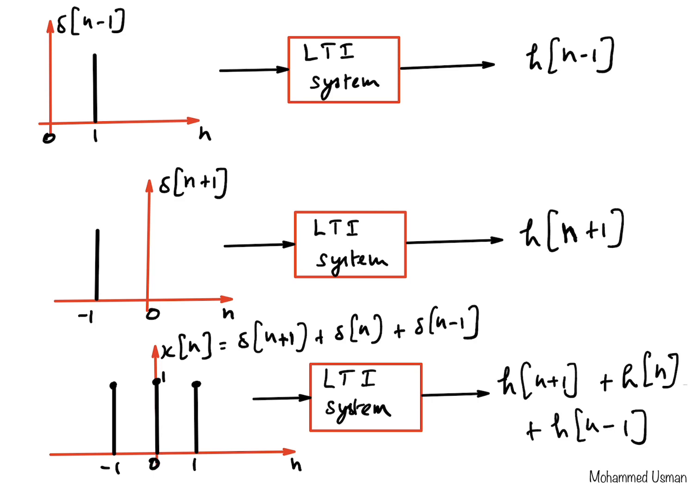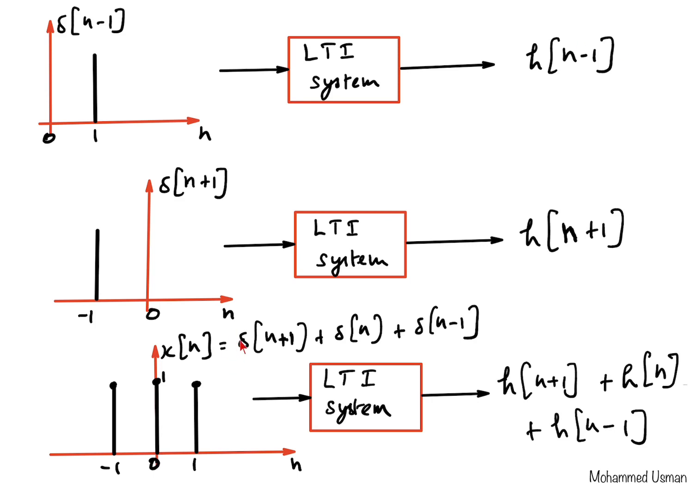Basically, because it's an LTI system, if we know what the output is when the input is delta of n plus 1, when the input is delta of n, and when the input is delta of n minus 1, then we can find the overall output for x of n, which is a linear combination of these individual input signals, as the linear combination of the corresponding individual output signals.